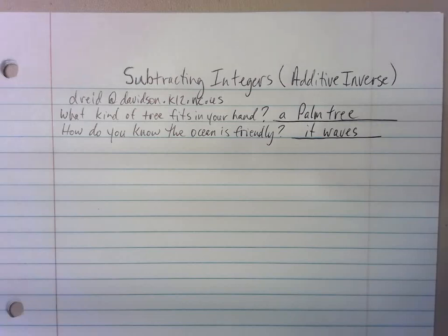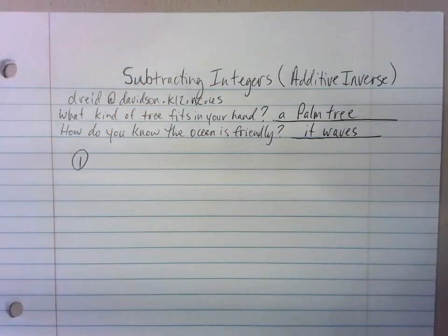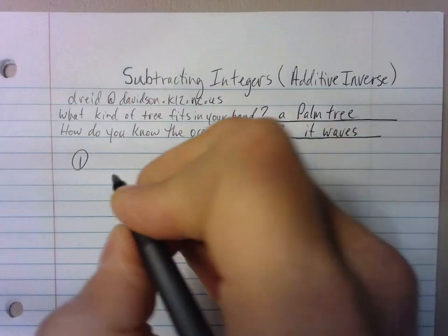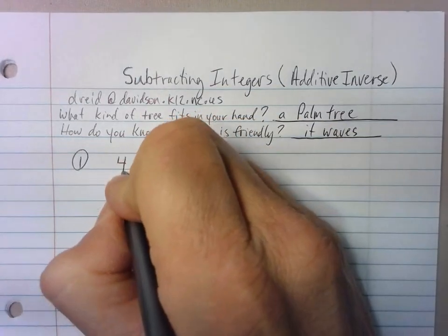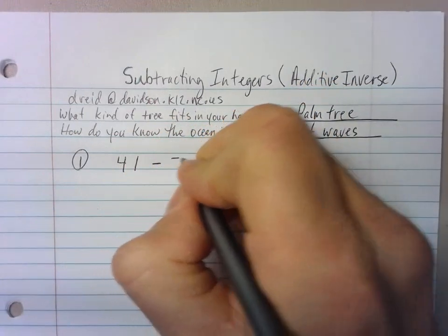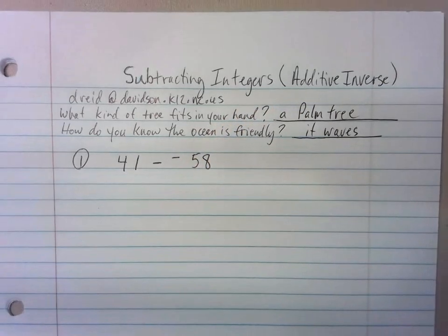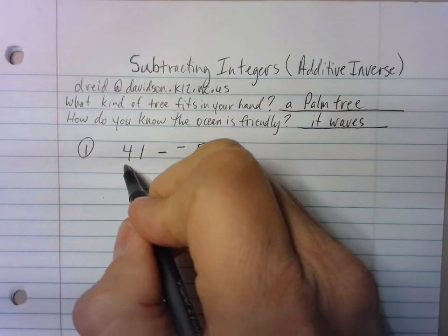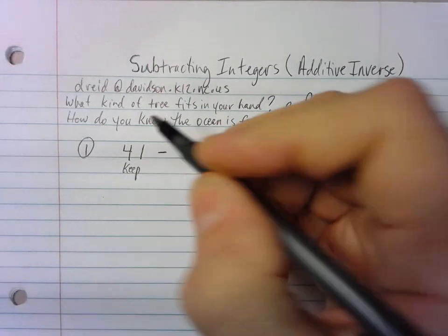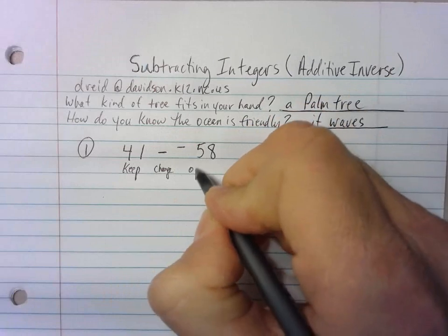Alright, let's get down to it, folks. Alright, so subtracting integers, today we're going to focus on additive inverse. So we're just going to get right into it and we're going to talk about how that works. So let's say you've got a problem like this where you've got 41 minus negative 58. Alright, so we've got 41 minus negative 58. So we're going to keep the first one, going to change that to addition, and we're going to take the opposite of that, okay.